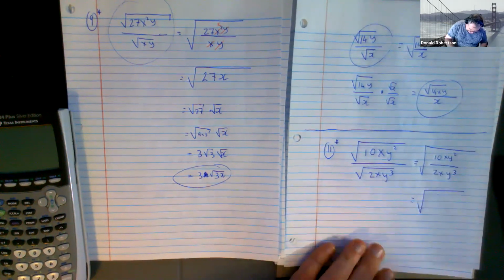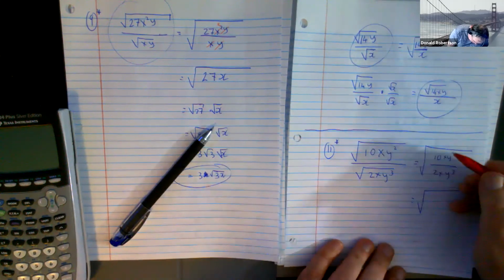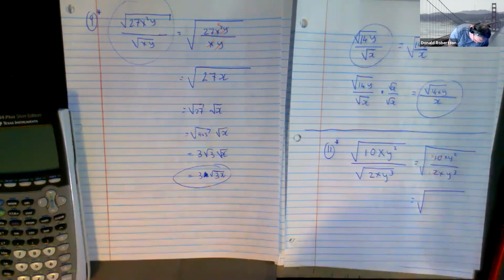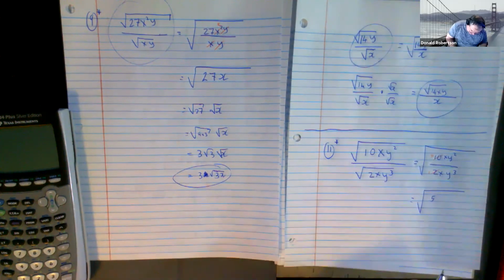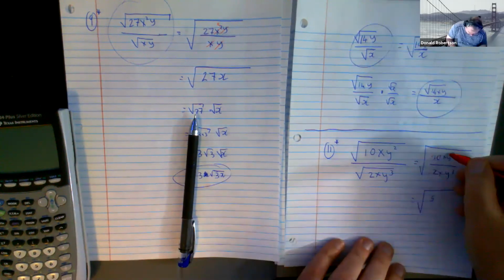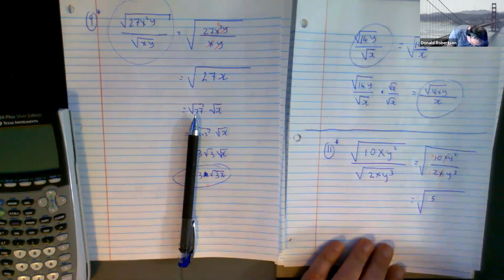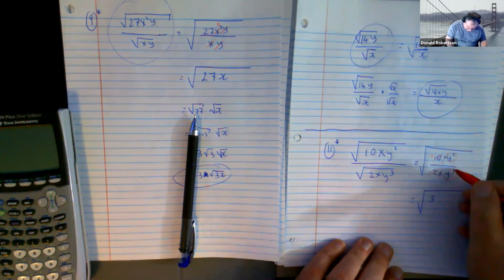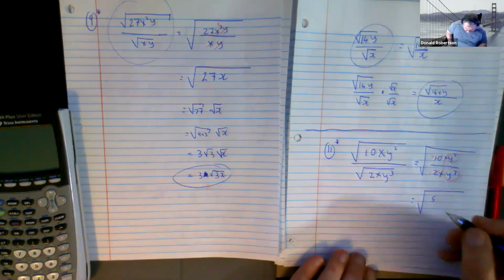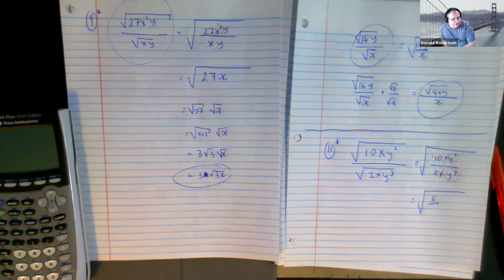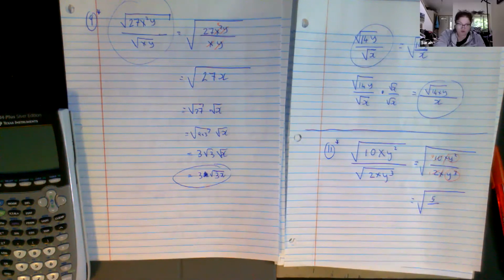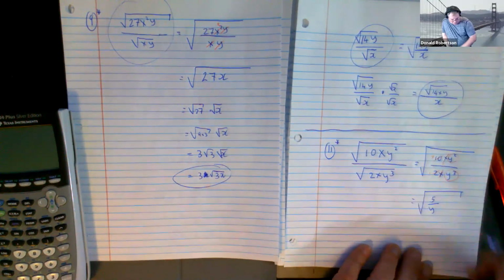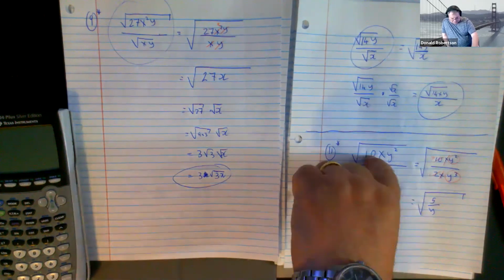Now, the 10 and the 2 gets me 5. The x and the x cancel, so they're totally gone. What do I get if I have a y squared on the top being divided by a y cubed on the bottom? What's left over and where does it go, top or bottom? A Y on the bottom. Y on the bottom. You all agree? Y on the bottom. So this is the original.